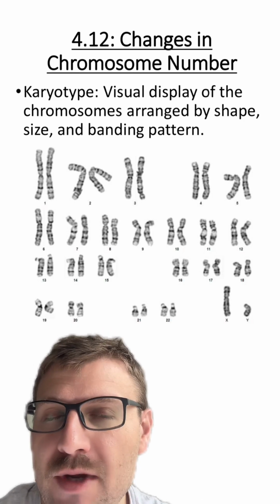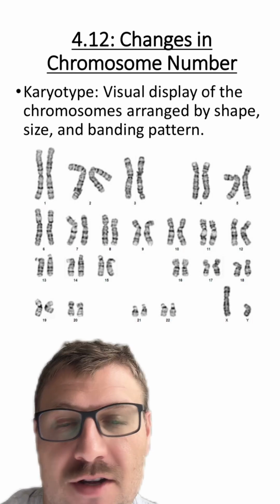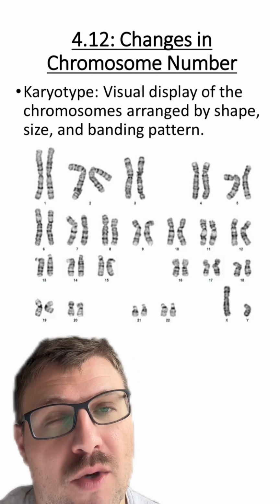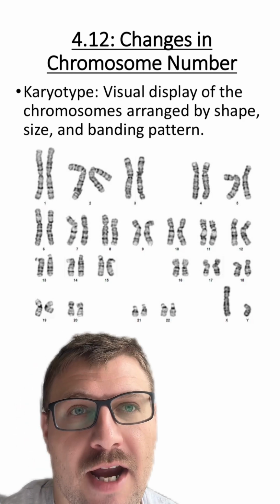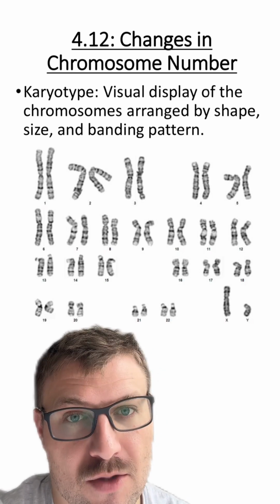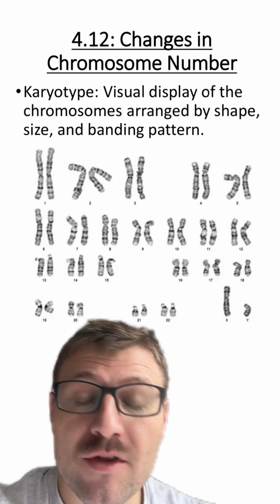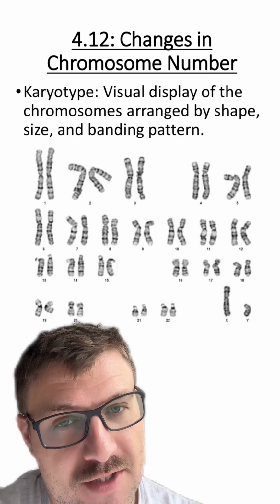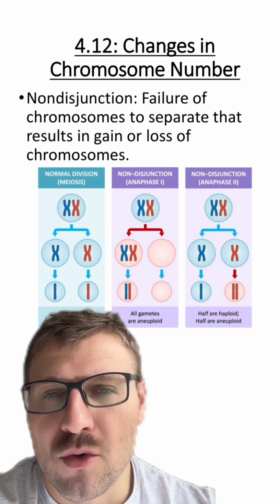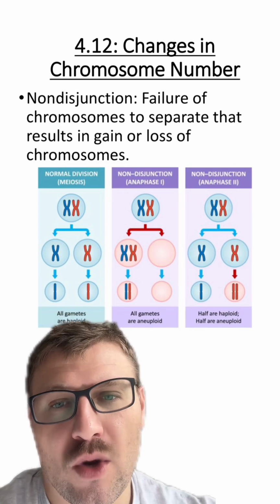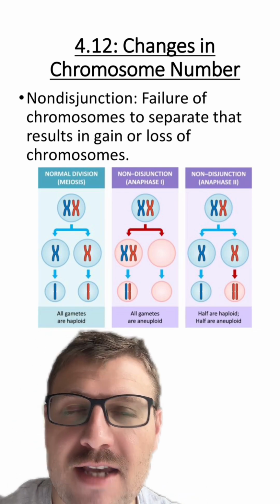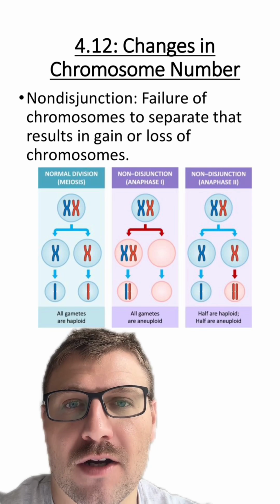For humans, remember, we have a diploid number of 46. There are 46 chromosomes because there are 23 pairs of chromosomes. But sometimes some individuals will inherit more or less of these chromosomes. So these individuals will have more than 46 or less than 46. This is called non-disjunction, or the failure of chromosomes to separate properly during meiosis. When this happens, you're going to get sex cells with a different number of chromosomes.